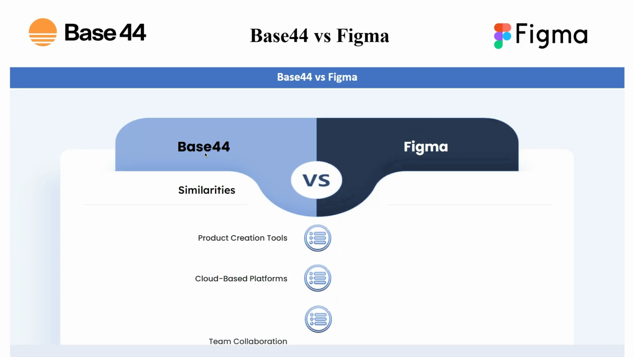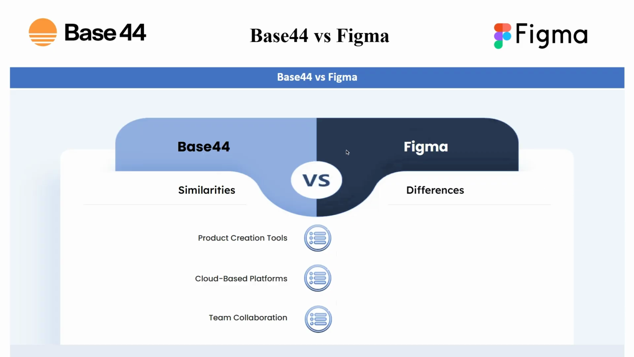The last point we have is team collaboration. Both tools support collaboration across teams. In Base44, developers can work together on backend infrastructure and share project resources, while on the other hand, in Figma, designers, product managers, and developers can collaborate on interface design in real time, leaving comments and making changes together. So both platforms support modern collaborative workflows, just for different types of work.